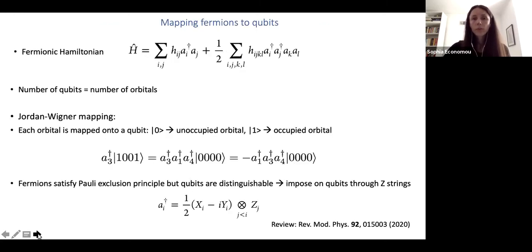So to map fermions to qubits, you have to worry about that thing. We'll talk about that in a moment. But first, you have to decide what is your encoding. And the simplest thing you can do is take the number of qubits to equal the number of orbitals. And when I say orbitals here, I mean spin orbitals, so they can only have a single occupancy, or be unoccupied, of course.